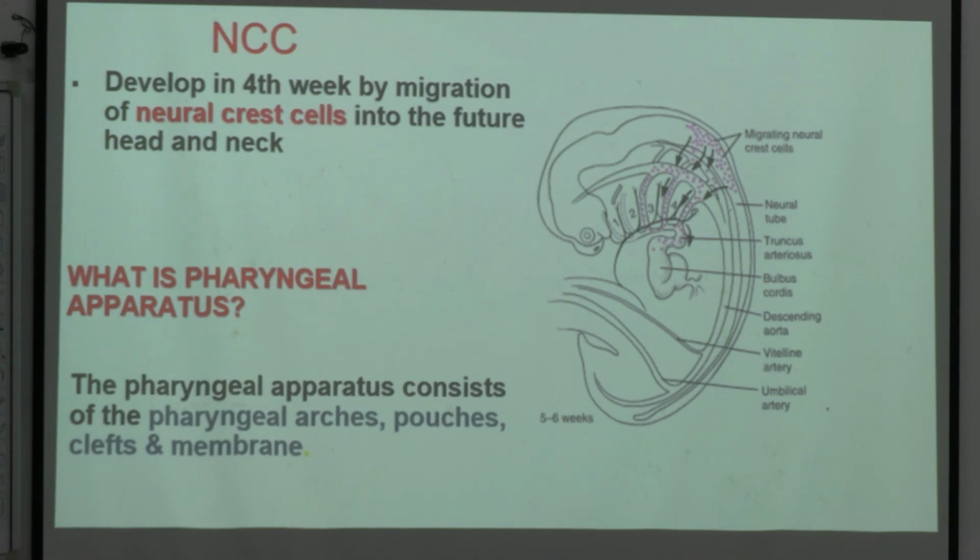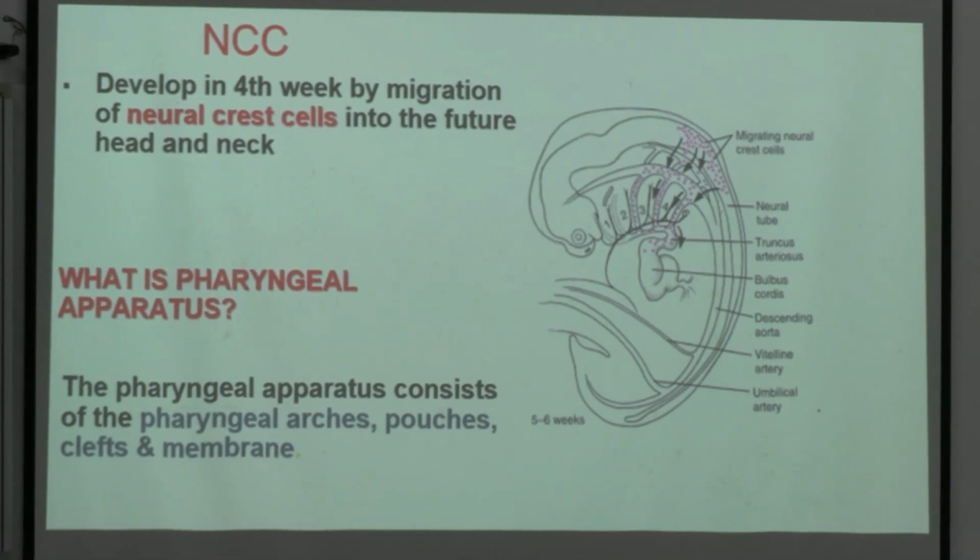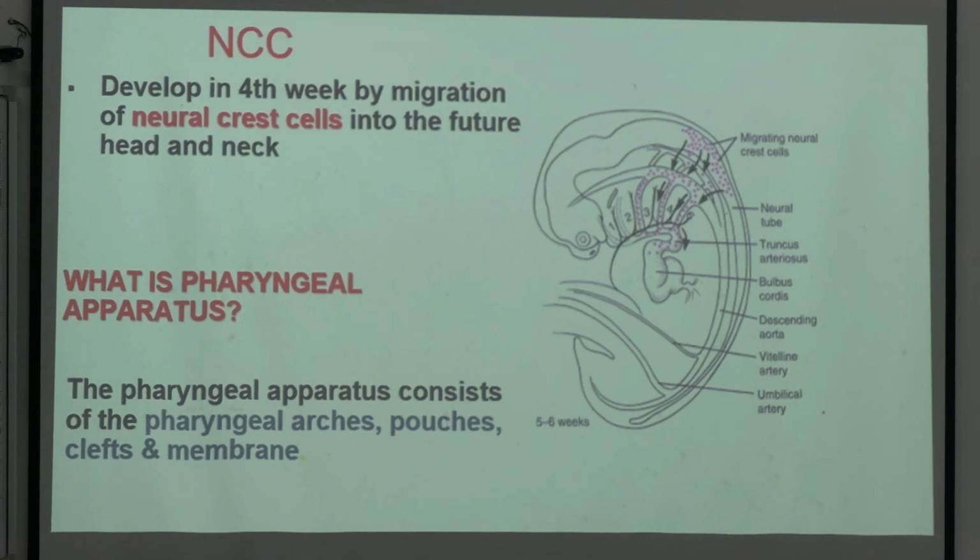So they appear with time. It starts developing around 5 weeks, and as we progress to the 8th week, from a single arch it develops to 6 of them. So we have swelling.